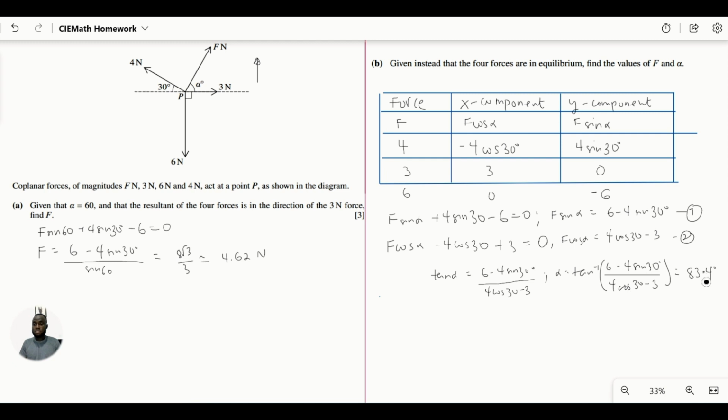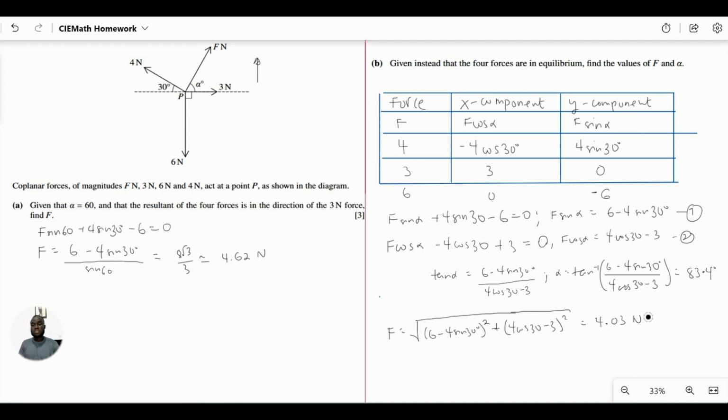This is 83.4 degrees, correct to one decimal place. In order not to use this approximation for our next step, we square equation 1 and equation 2 and add those two equations to find the value of f. So f in that case will be given as, so this is 4.03 Newton, correct to 3 significant figures. And that brings us to the end of this particular question.